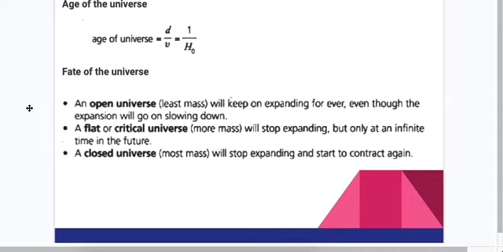Now there are 3 scenarios about what can happen to our universe. If we assume an open universe with least possible mass, then it will keep on expanding forever, but the expansion will slow down over time, meaning we have a small amount of mass expanding over a large space. A flat or critical universe with a lot of mass will stop expanding, but only at an infinite time in the future. Too far away in the future, but it will stop at some point. A closed universe with the highest mass will stop expanding and then start contracting. Why will it do that? Not a problem to deal with, but these are the possible scenarios.